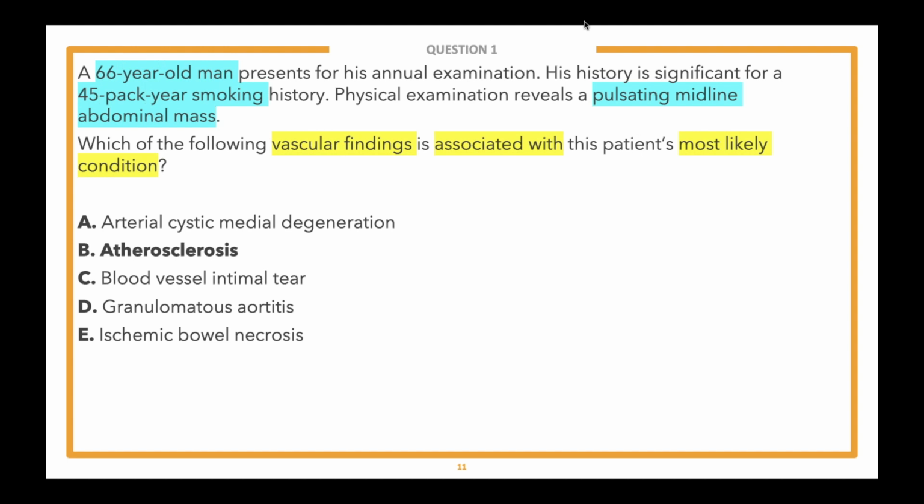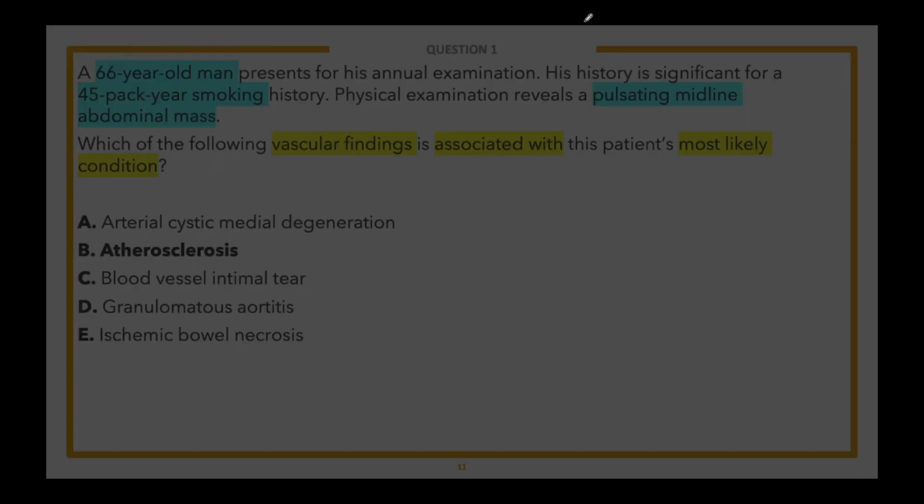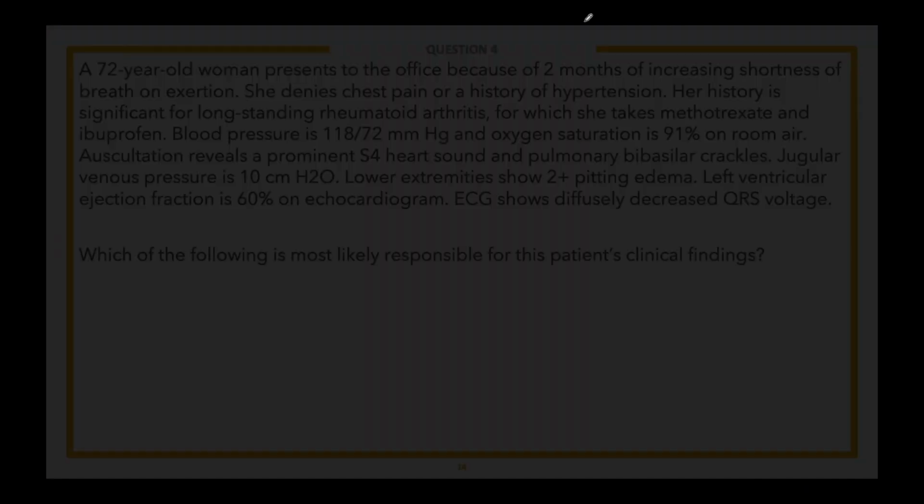Excellent. Thank you, Paras. Great job, everyone. We are off to a strong start. Let's keep the momentum going as we move on to our second question of the evening.